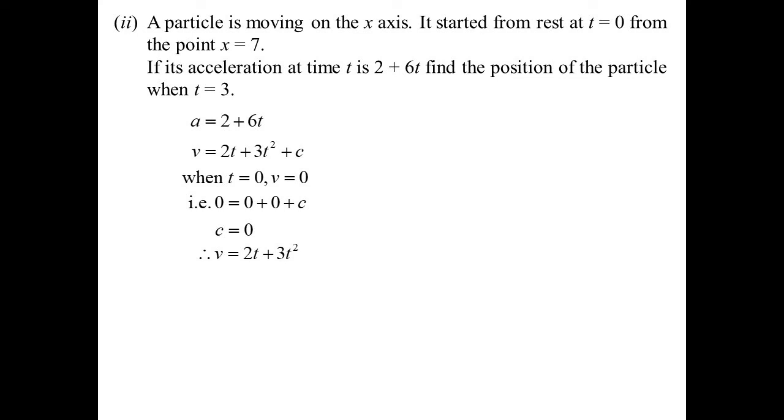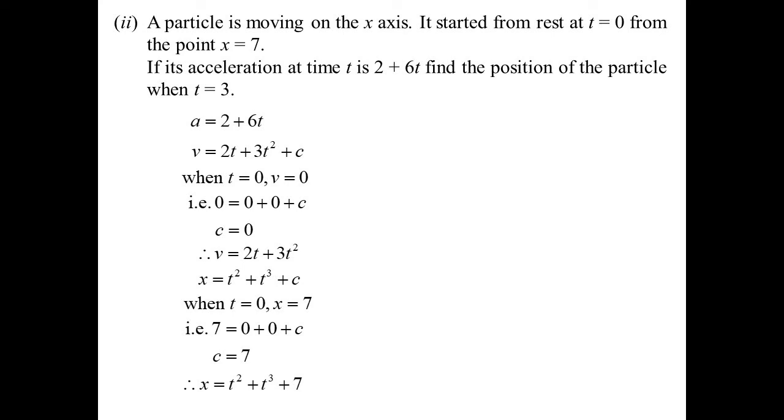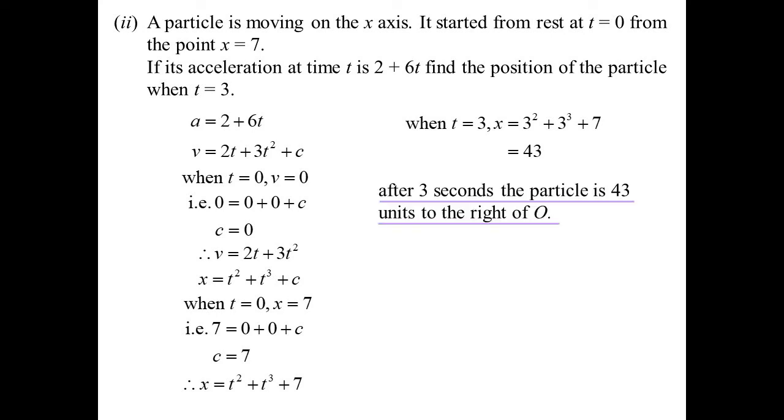Let's get the displacement one. t squared plus t cubed plus a constant, but in this case, when t equals 0, x is 7. So actually the constant is 7. So had I forgotten my constant, obviously I'm going to end up with the wrong answer here. So there's my equation. We want to know the position when t equals 3. So we sub in and we get 43. So I know after 3 seconds the particle is 43 units to the right of the origin. Or if you prefer, in the positive direction, or however you want to phrase it.